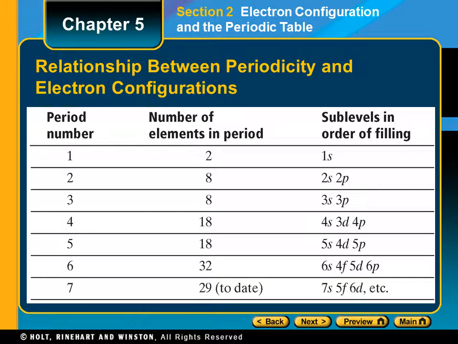So what's the relationship between periodicity and electron configurations? We can see this here. If the period number is 1, the number of elements in the period is 2. The sublevel is the 1s. That's hydrogen on one end, helium on the other. If the period number is 2, the number of elements in the period is 8. Sublevels in order of filling are 2s and 2p. If the period number is 3, you've got 8, and you can just see how this chart goes.